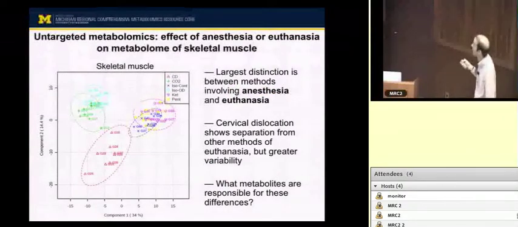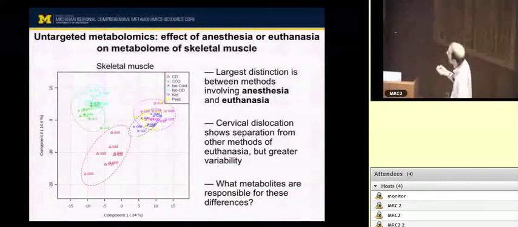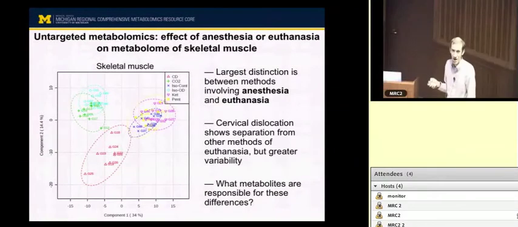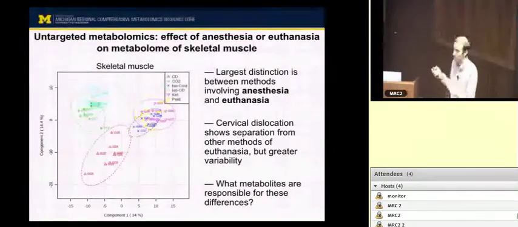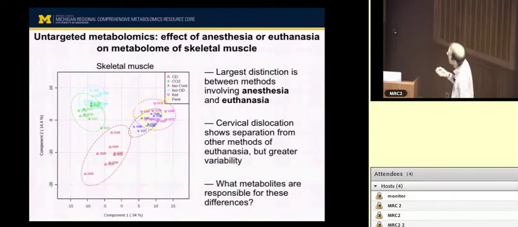So okay, what's going on? Let's look at skeletal muscle. So look at our groupings here. We have cervical dislocation down here. This was what we thought might be our reference standard best metabolome profile option. Up here we have, I'm sorry, we have CO2 and isoflurane overdose. So these are methods of euthanasia. The animal was not breathing by the time the tissues were collected.